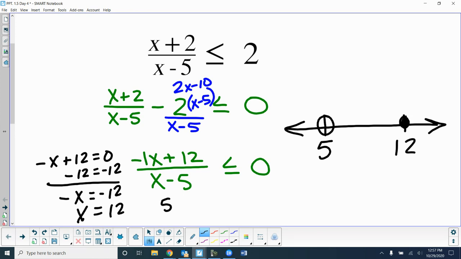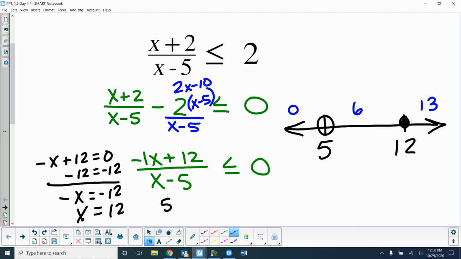So, what numbers do we want to pick? What number left of 5 do we want to pick? 0, did I hear somebody say? Yeah, I would pick 0. But 4 is okay. 3, 2, 1. Okay. How about in between? 6, okay. Again, it could be 6, 7, 8, 9, 10, or 11, right? And then to the right of 12, 13, 14, 15, whatever you want.